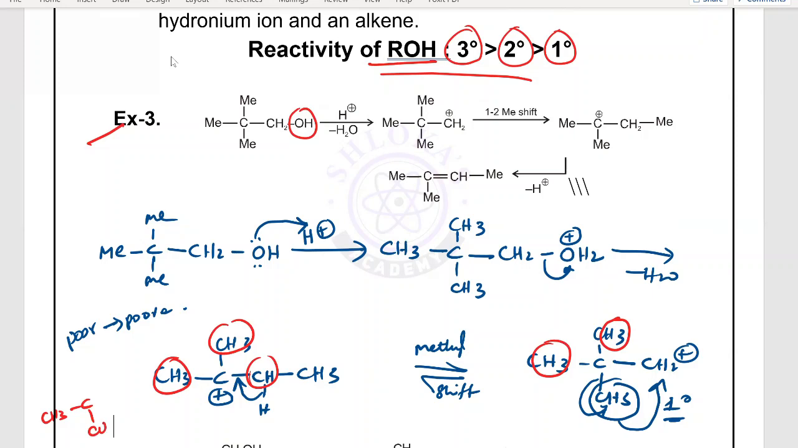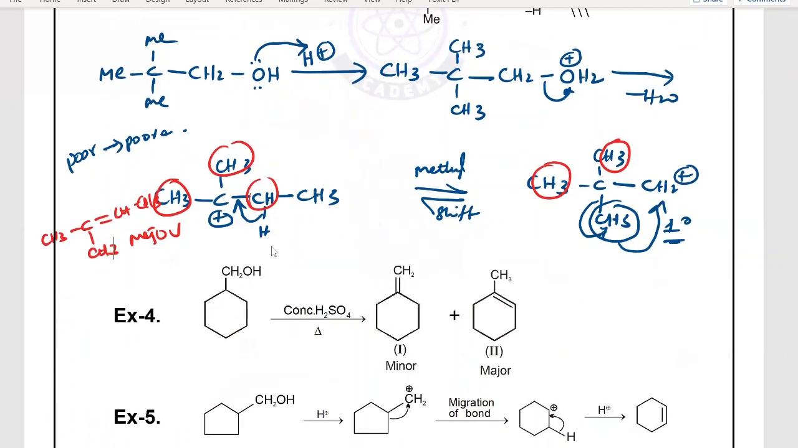CH3, CH3, double bond, CH3. This is the major product and it is a Saytzeff product. Understood? So this is also an elimination reaction for the alcohols. The same here, without rearrangement, you can write one product, H and OH, you will get this one, but this is the minor product. And with rearrangement, you can get another, if you want, you can try it.